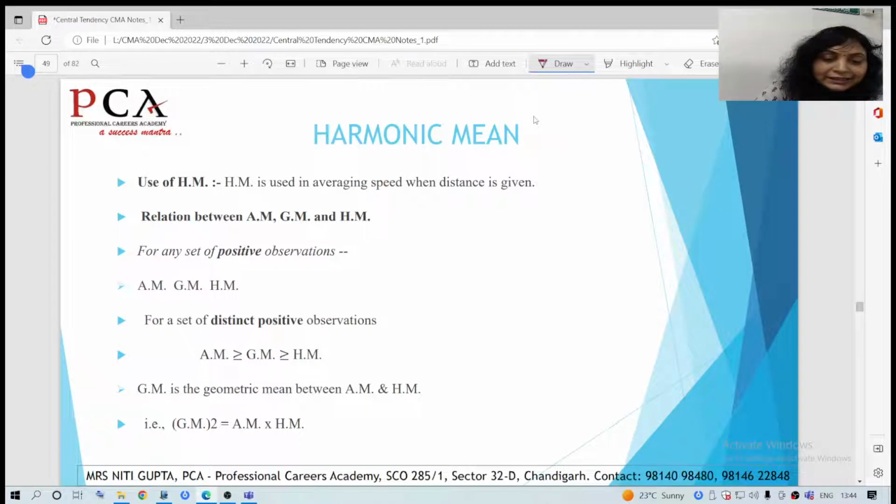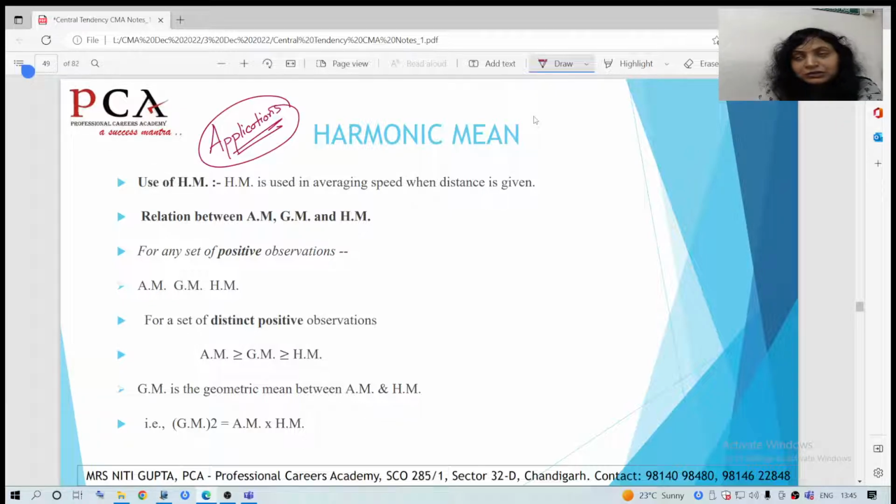Now the next thing is applications of harmonic mean. In which scenario? Because all these are considered as average. Arithmetic mean is also an average. Geometric mean is also an average. Harmonic mean is also an average. So you must know the scenario where we compute arithmetic mean, harmonic mean and geometric mean. I have already explained to you that whenever you have to find out rate percentage, then we compute geometric mean. In case of rate percentage, we compute geometric mean.